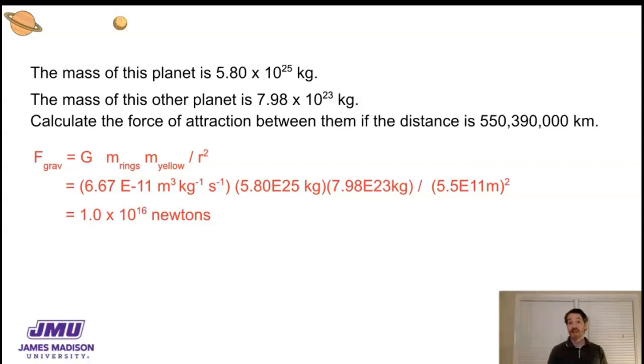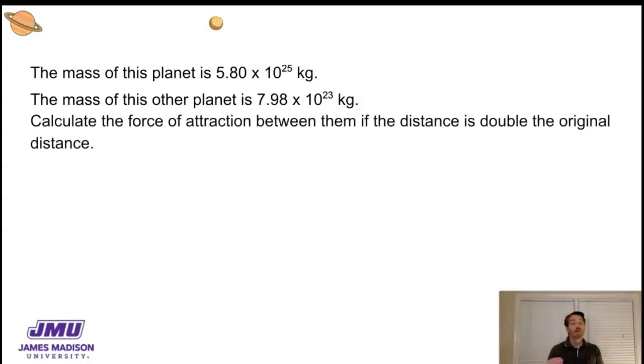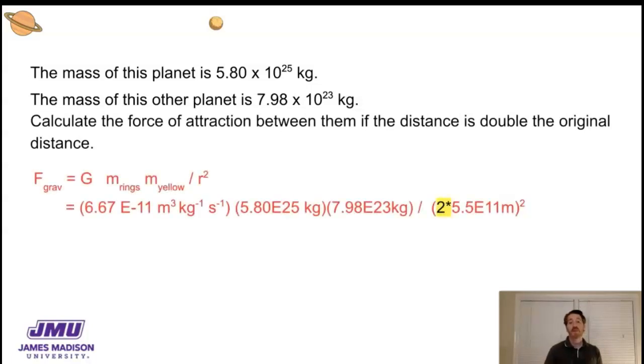The reason this doesn't actually cause planets to crash into each other is the subject of our next video, which will be about orbits. But for this one, we've got this 1.0 times 10 to the 16th newtons. The other thing I really wanted to point out is, what happens if I take that exact same scenario and I tell you that I'm going to move the little planet to a distance exactly double its original distance? You could go through and set up the equation the exact same way you did before and put a 2 times the original distance in the denominator.